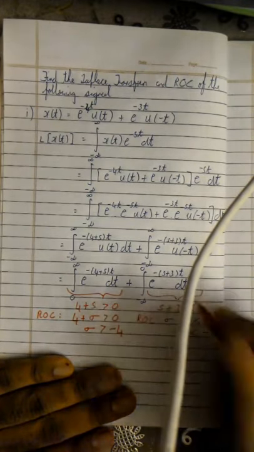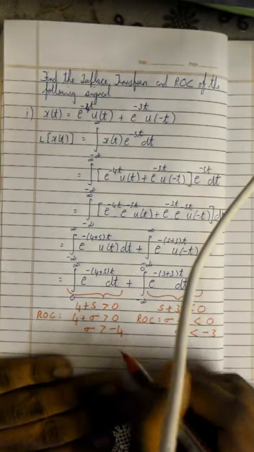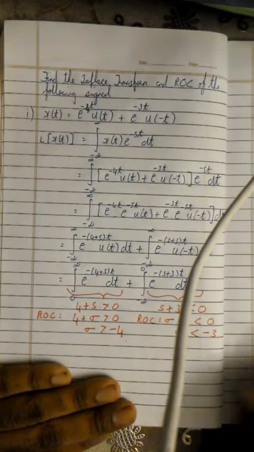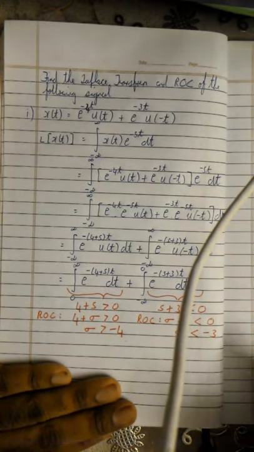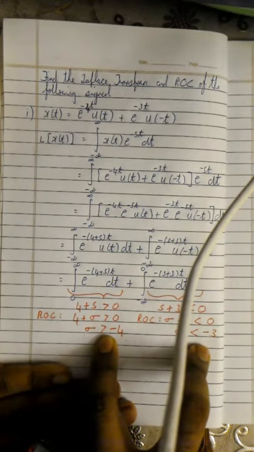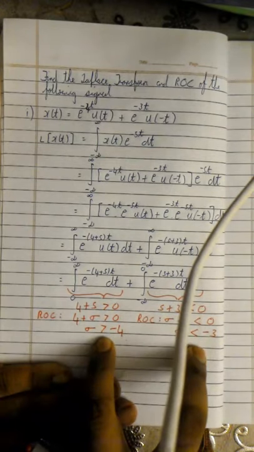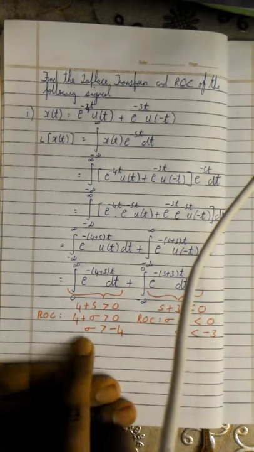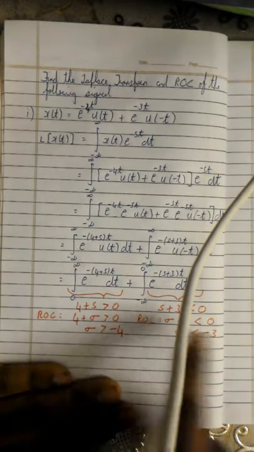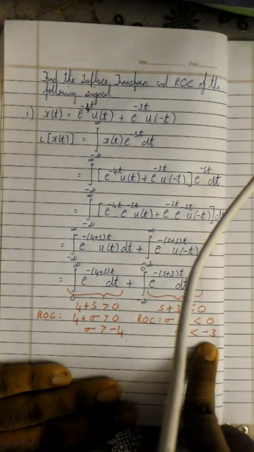Okay, so this is the ROC of the first term, this is the ROC of the second term. So now I want to define my ROC such that it covers both. It should satisfy both my conditions. For the first term, the region of convergence is that it should be greater than minus 4, and the second term requires it to be less than minus 3.